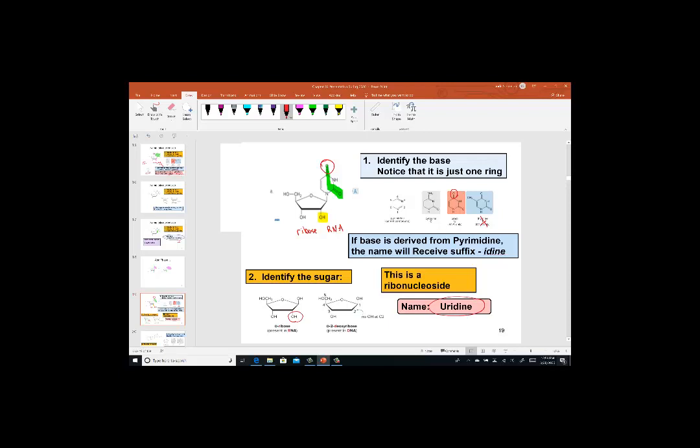The name of this nucleoside is called uridine. It came from the base uracil, and I don't hear anything about the sugar because it has the OH, the hydroxyl group there. So just simply call this uridine.